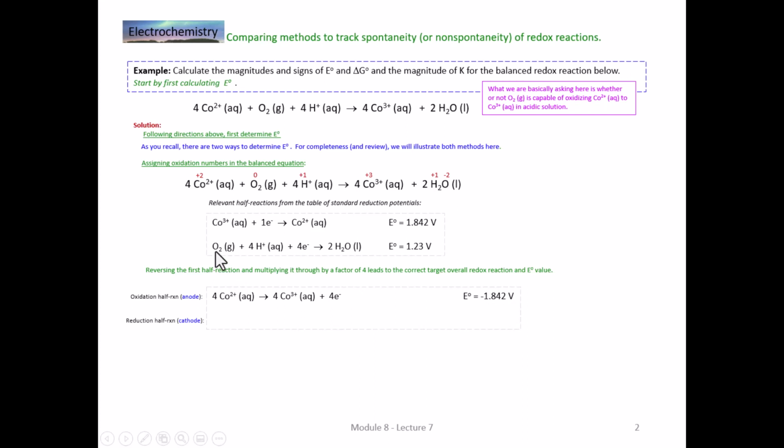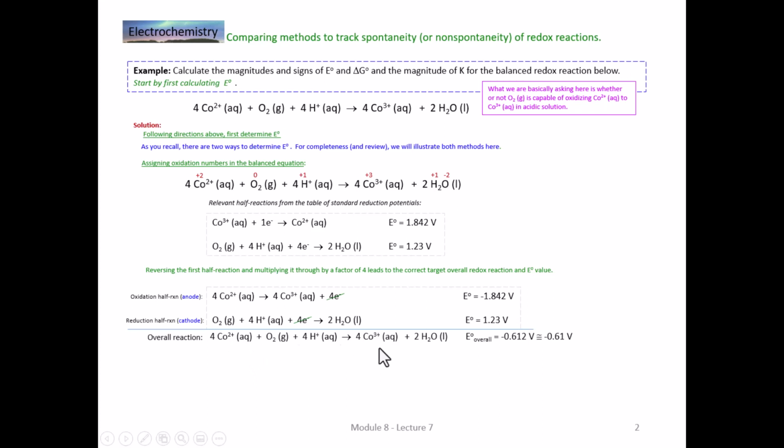We can now just write out the reduction of oxygen right off the table because it suits adding together with this equation to give the overall equation. Anyway, we're going to have 1.23 volts from that. And of course, now we write the overall reaction. So these two will add up to our overall target reaction.